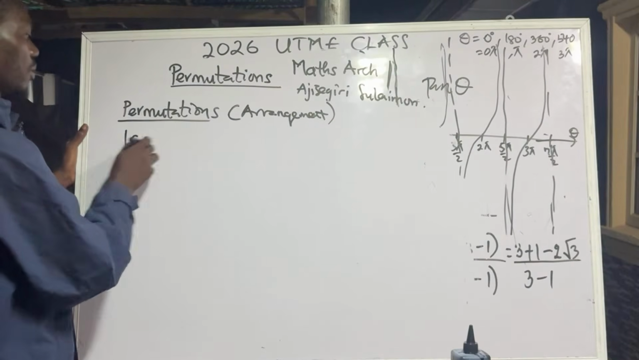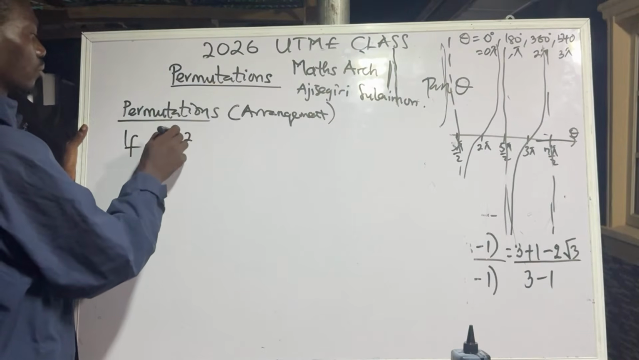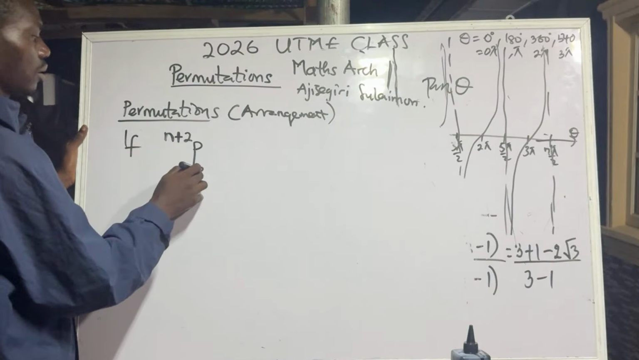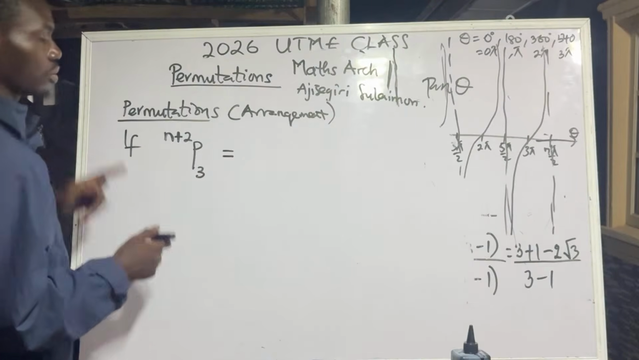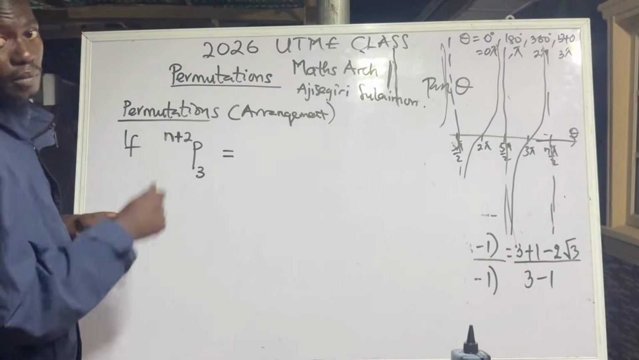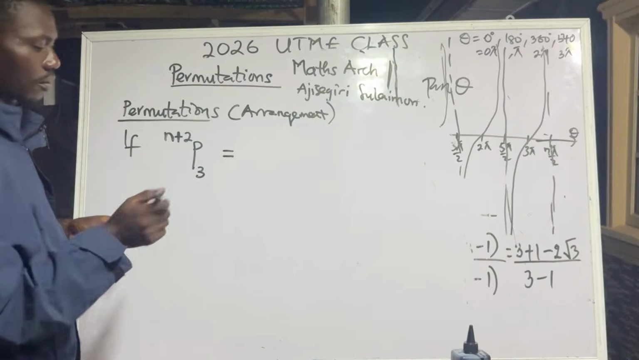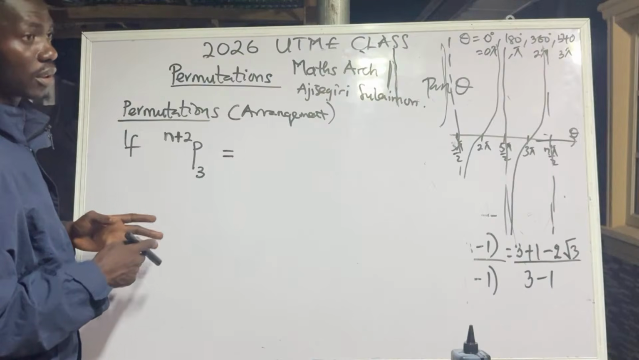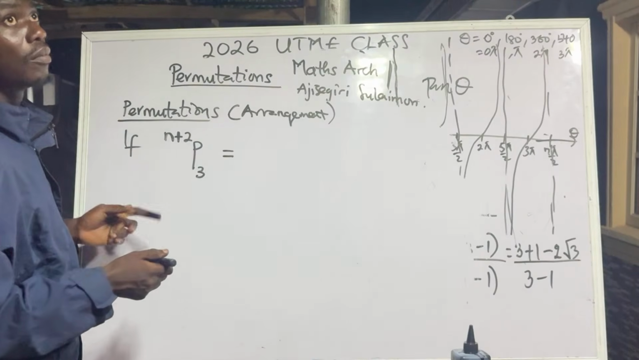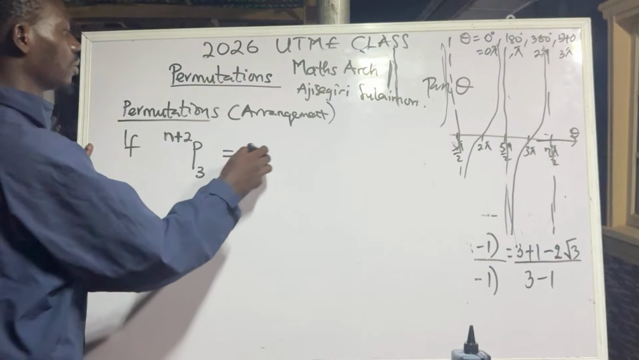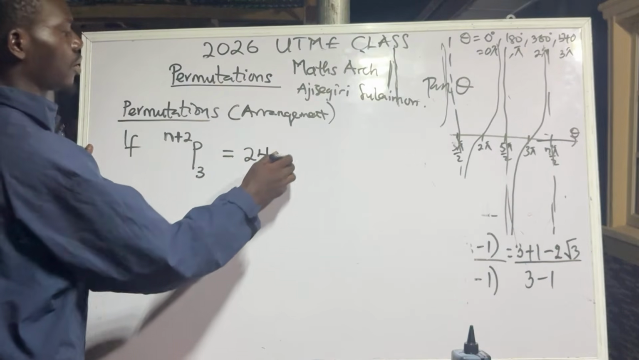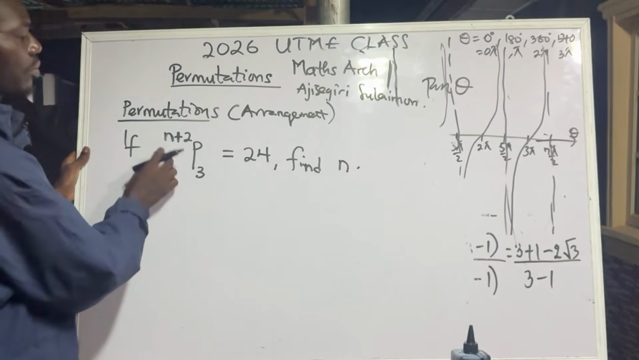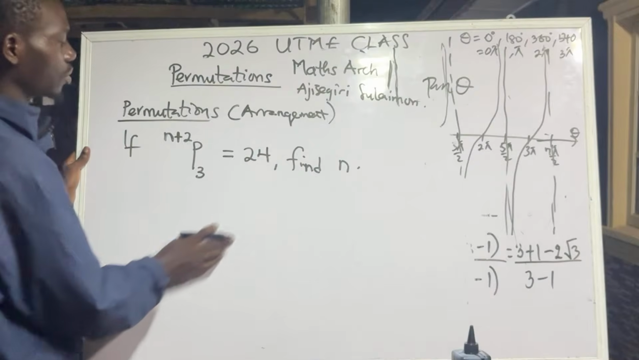It said if n plus 2 permutation 3 equals n permutation 3 equals 24, and they said find n. n permutation 3 equals what? 24. So what does that mean?